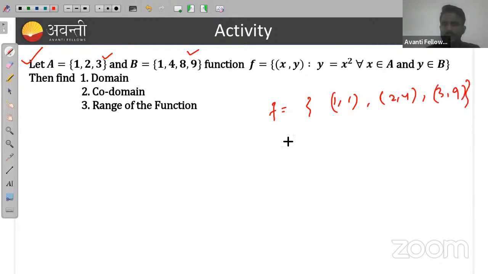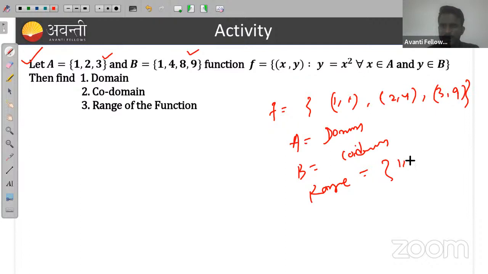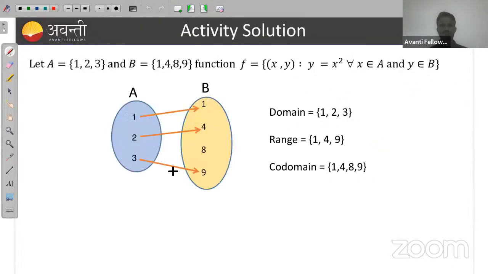So from here, what you can say is that the domain is set A. Yes or no? A is the domain, the entire set. I'm not writing it. B is the codomain. And the range set will be {1, 4, 9}. Yes or no? I hope this is clear: domain, range, and codomain.